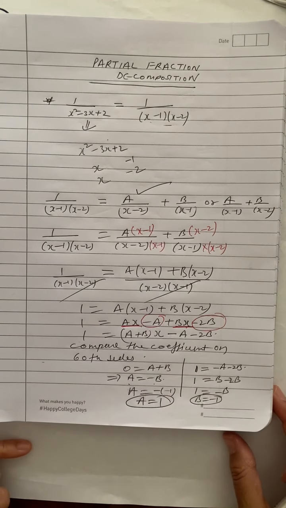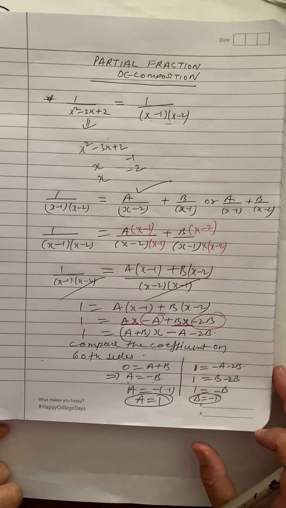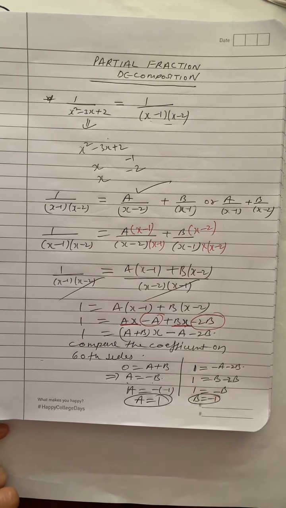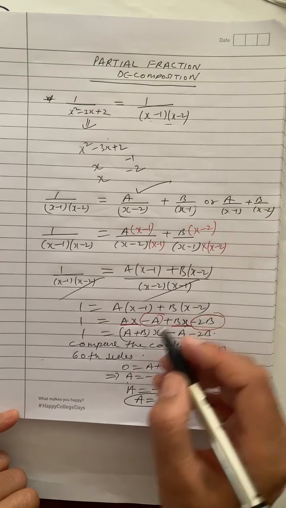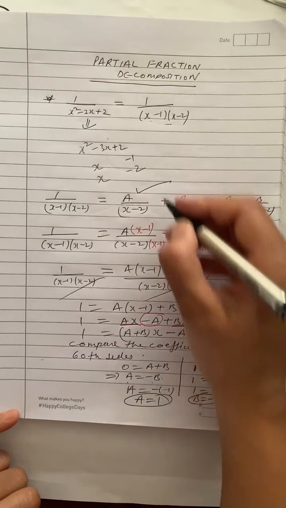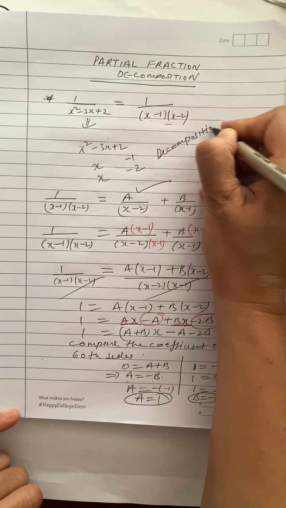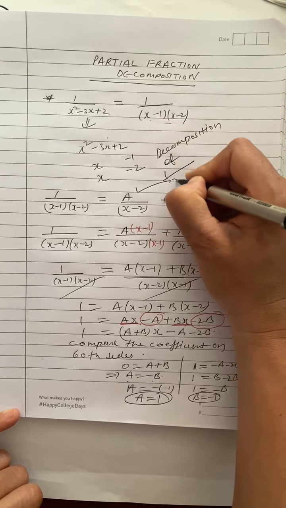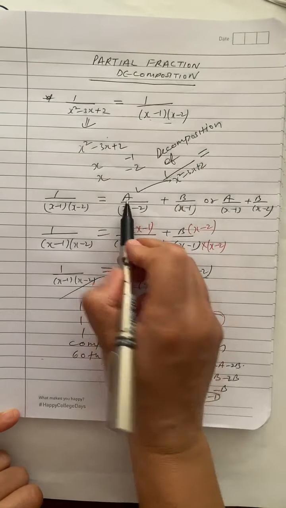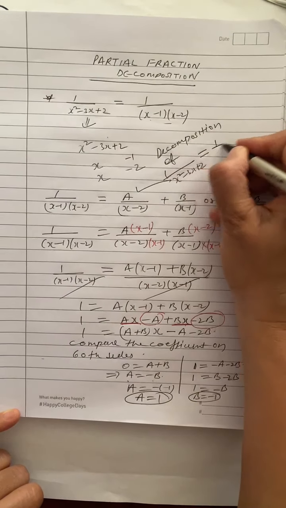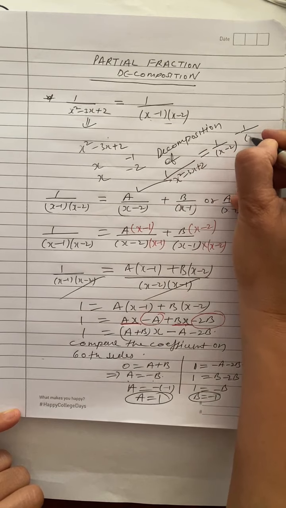So we found both values: a is equal to 1 and b is equal to negative 1. Which means the decomposition of 1 over x squared minus 3x plus 2 is equal to a, which is 1, so 1 over x minus 2, plus b, which is negative 1, over x minus 1.